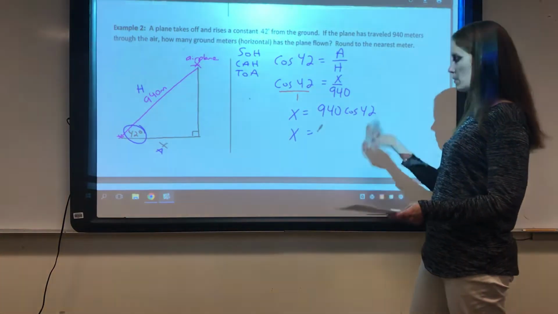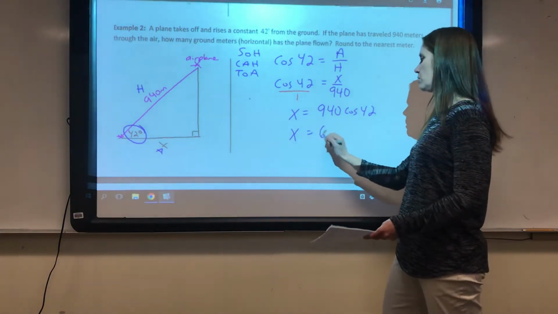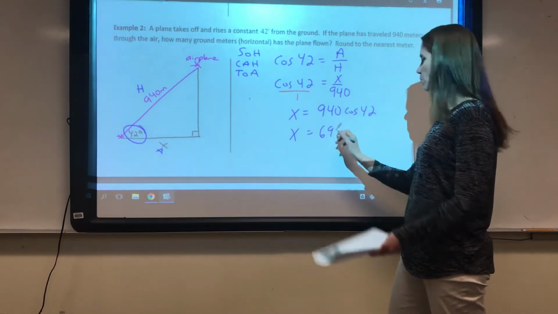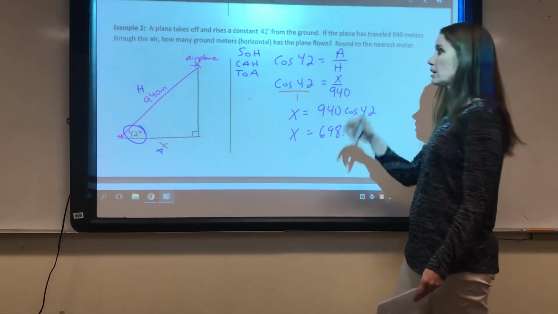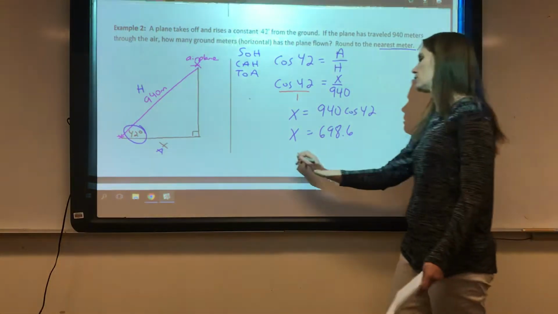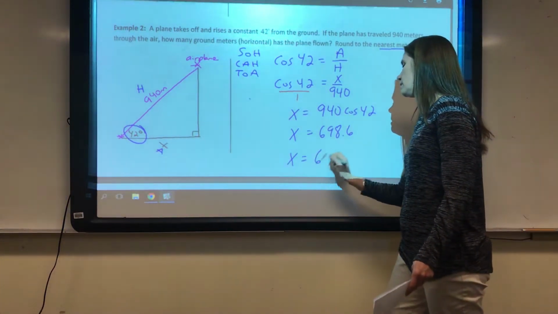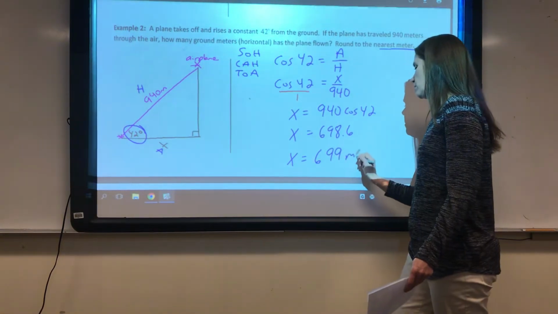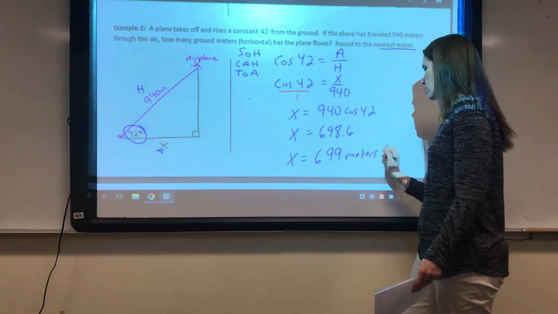So, you know, some of them we've been rounding to the nearest tenth, like I have 698.6. But the directions on this one specifically say nearest meter, so nearest whole number. So I actually need to round that to 699 meters. Okay, so just always pay attention to the directions on that.